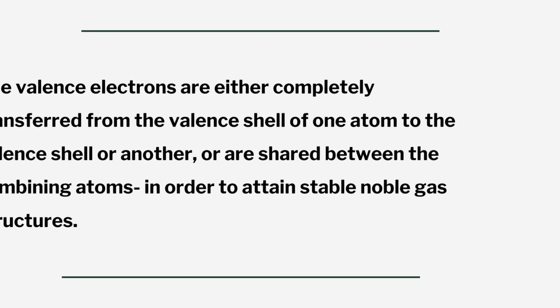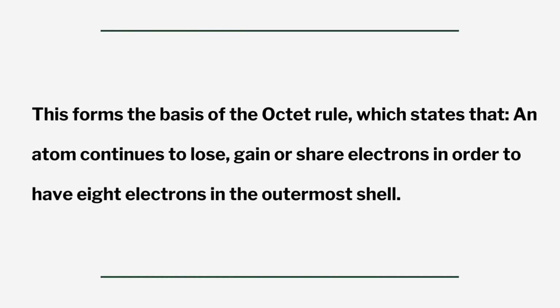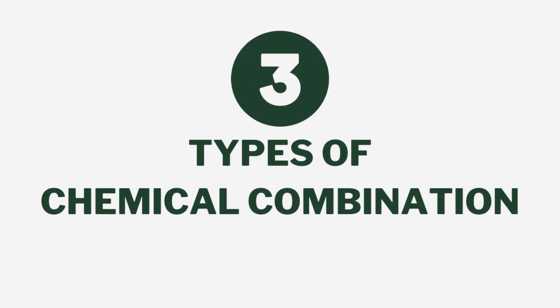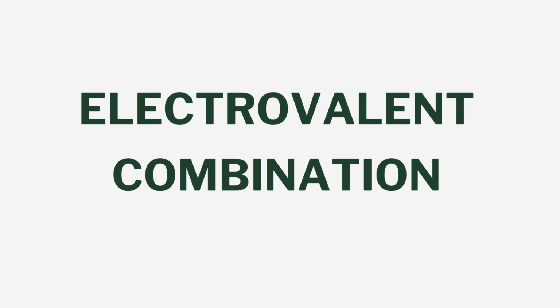An atom continues to lose, gain, or share electrons in order to have 8 electrons in the outermost shell, just like I explained. Now, if you go through the notes, you will see all the explanation there. Let's go to types of chemical combination. For your level, we'll be talking about 3 major types. The first one is electrovalent combination.